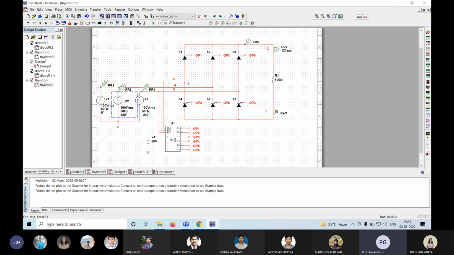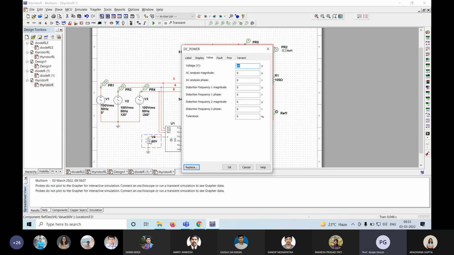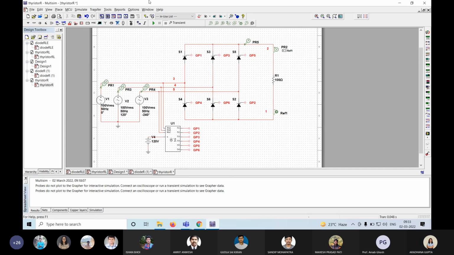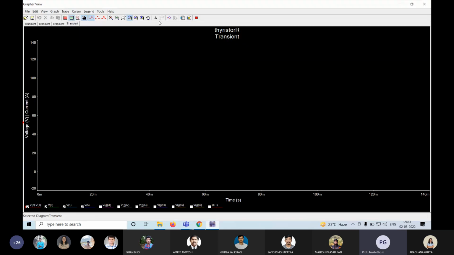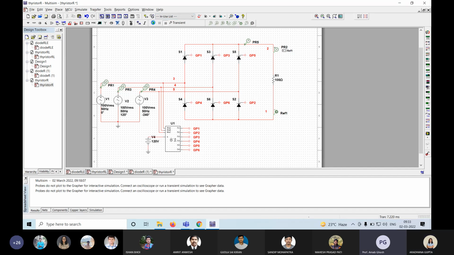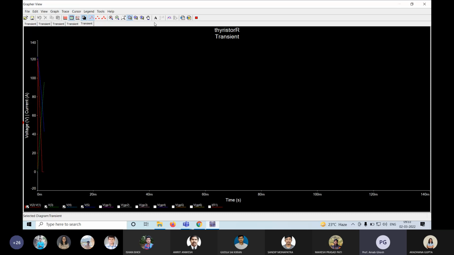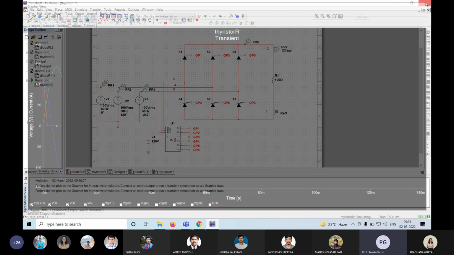Click that one, that 60 volt. Did you see here 60 volt? Yes, sir. So change it, make it 120 degree. Now simulate it, run it. Make it auto. Change it to 90. It was 120, no? Make it 90. Okay, instead of 120, make it 90.